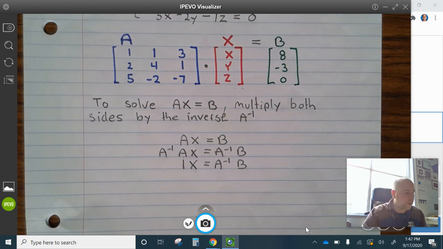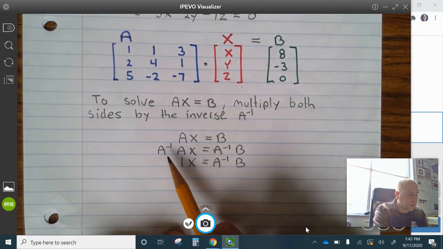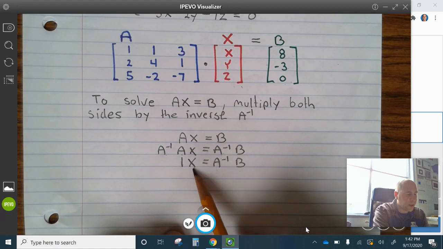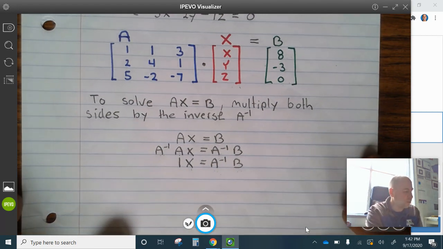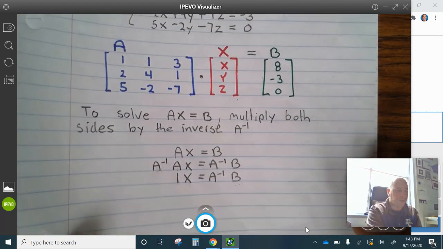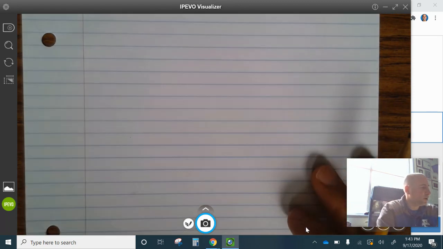All right, to solve AX equals B, multiply both sides by the inverse, A inverse. So you have AX equals B, which we have right here, multiply both sides by A inverse, so you're left with X equals A inverse times B, because A inverse times A is 1. Okay, so if you would, finish up your notes. Okay, now your notes are updated. Let's take a look at the examples.